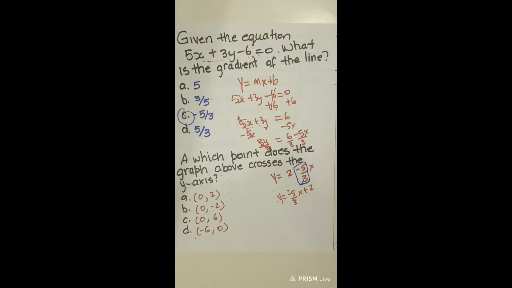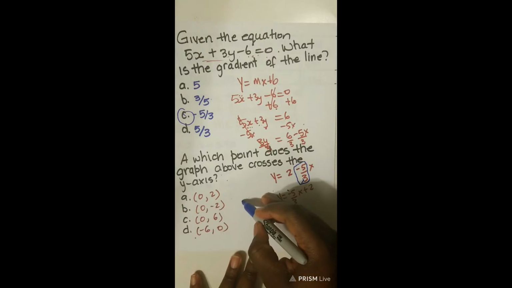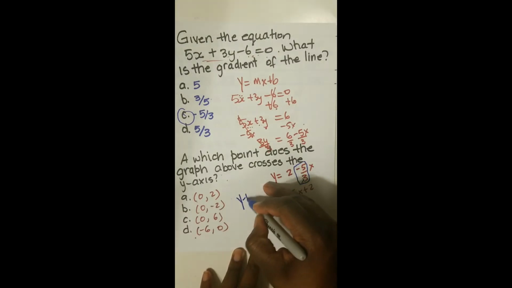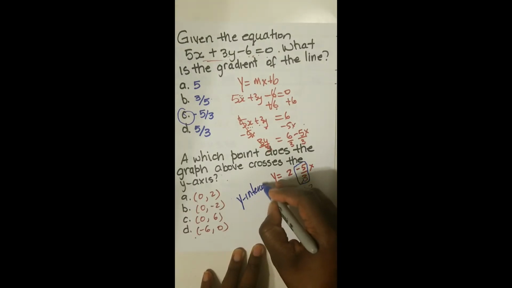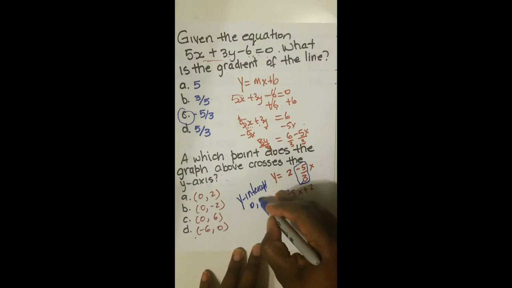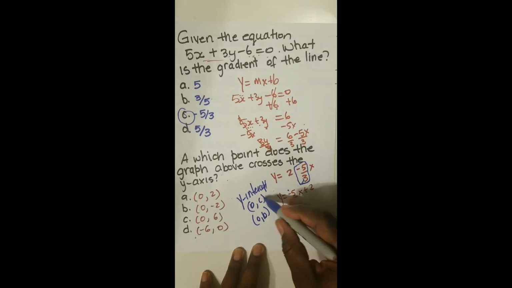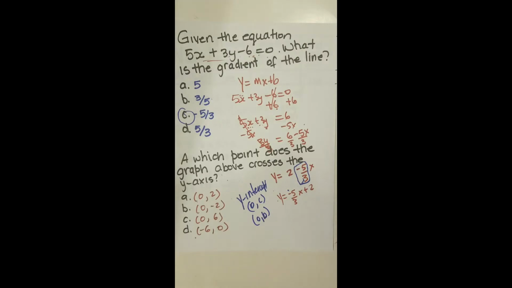So right here, guys, from here we can pick it up. If you want to say the y-intercept can be represented by 0, c or 0, b, put it here. So the y-intercept can be 0, b. So whatever b is, whatever c is, that's the y value.